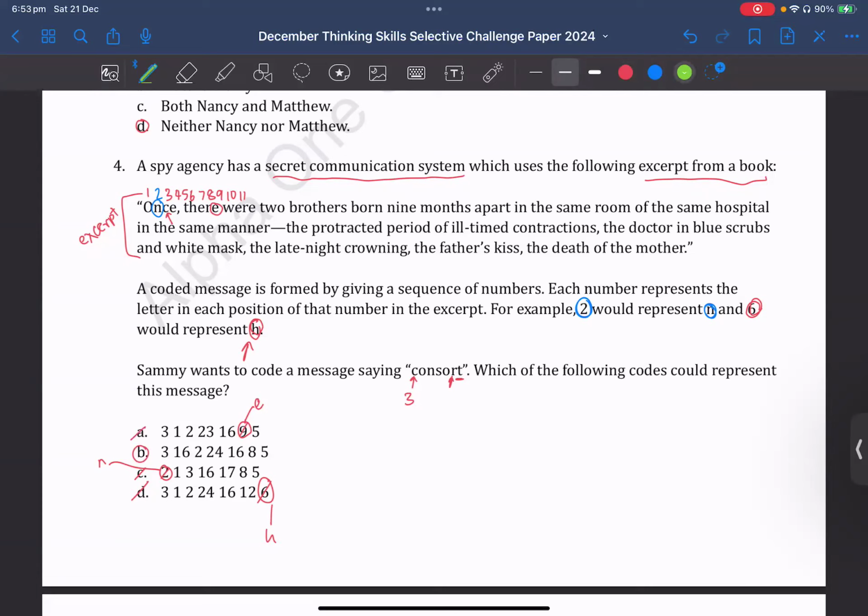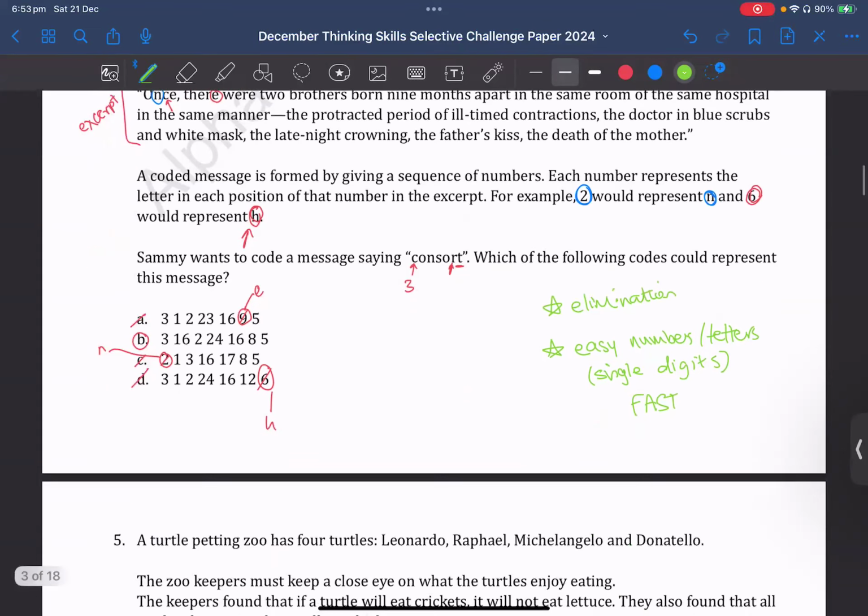So just to recap, my method for this is just elimination. And really just take a read of your answers before, and you want to use easy numbers or letters. So in this case, I chose single digits instead of checking the 23, the 16, that sort of thing, just to be fast, because speed is quite important in thinking skills.